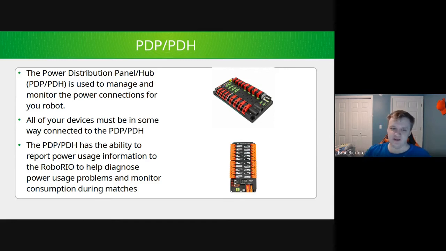All of your devices must be in some way connected to the PDH or PDP. All power has to come from here. The battery comes into this, and all power comes out of this. The PDH and the PDP have the ability to report power usage. Some teams use this to detect current spikes and make programmatic decisions on whether or not they should do one thing or the other with a particular motor.